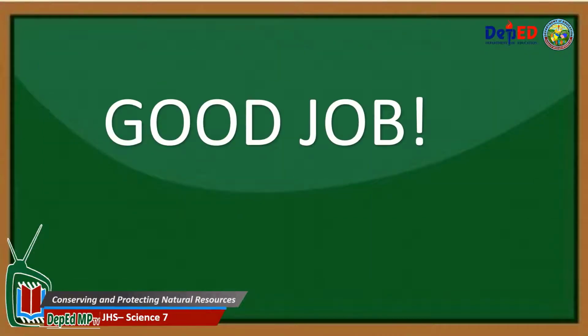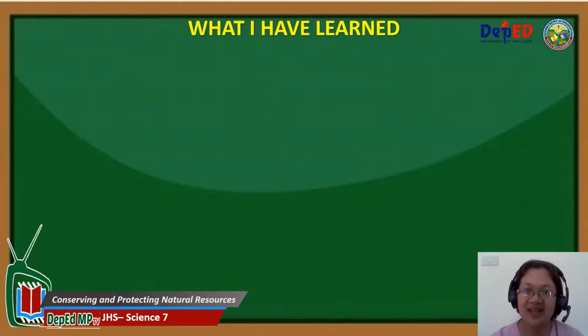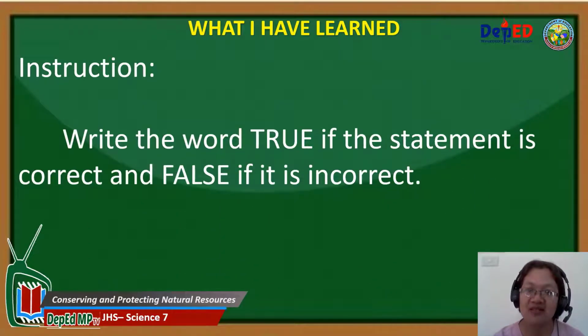Good job! You're able to identify the effects of these human activities presented. I knew you can do it. At this point, let's still enjoy the activity for us to process what we have learned in the lesson. Let's read and analyze the following statements. Write the word true if the statement is correct and false if it is incorrect. You're given 5 seconds to answer each item. Let's begin.